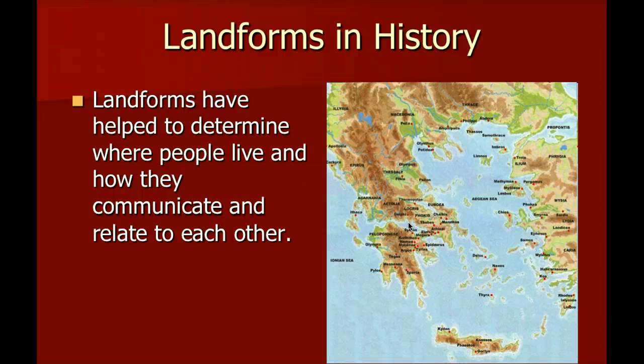Landforms in history basically determined where people have lived. So in Greece, there wasn't a lot of communication back and forth between different groups because there are all these hills between. So they grew up kind of independently as city-states instead of one big unified nation.